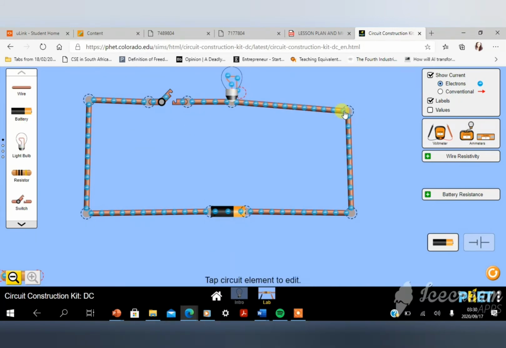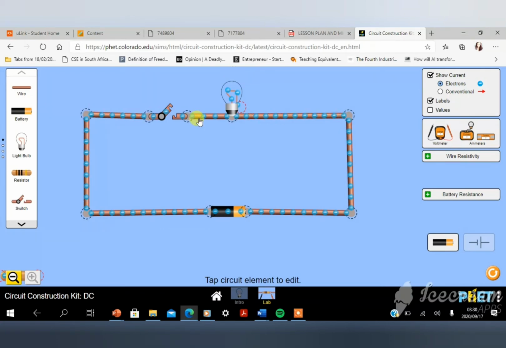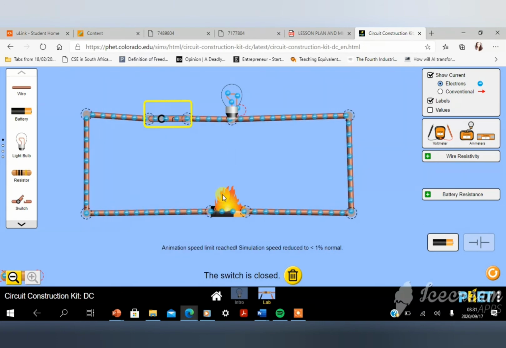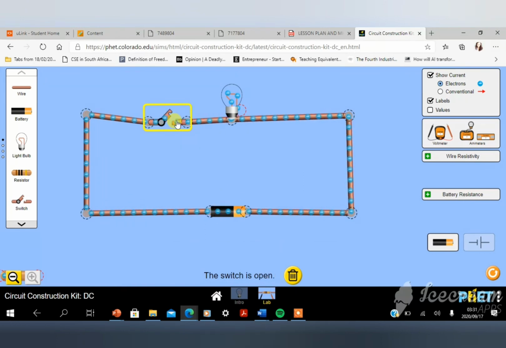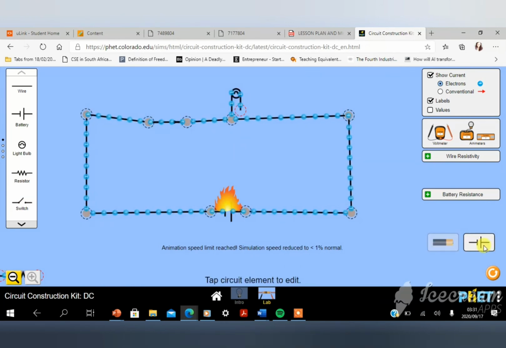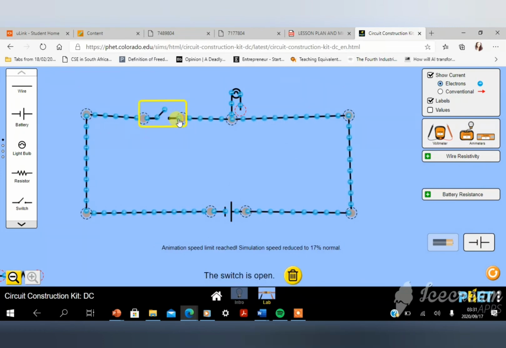There we go, my bulb is on. When my switch goes on, we can see the chemical energy is converted into electrical energy. When we put the switch on, the electrons or the negative charge is flowing and it lights up our bulb. And then I change into symbols. We've seen those, the switch there on your left. So that's basically it.